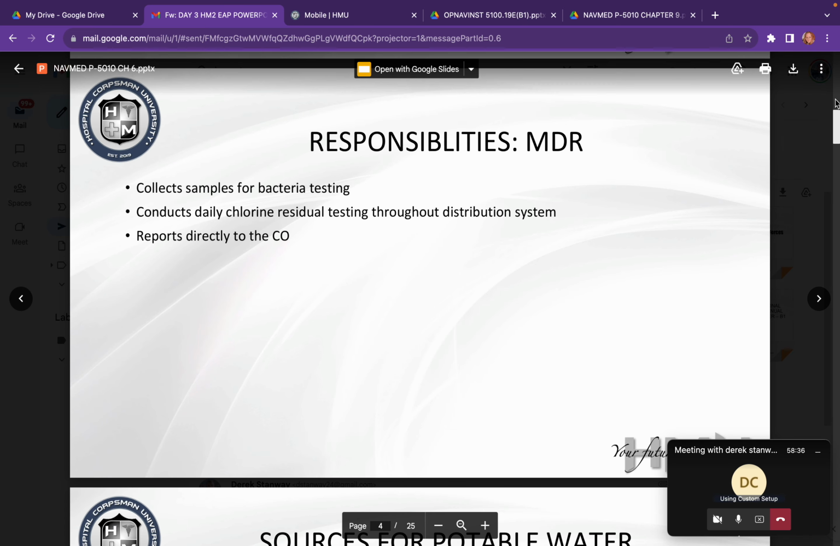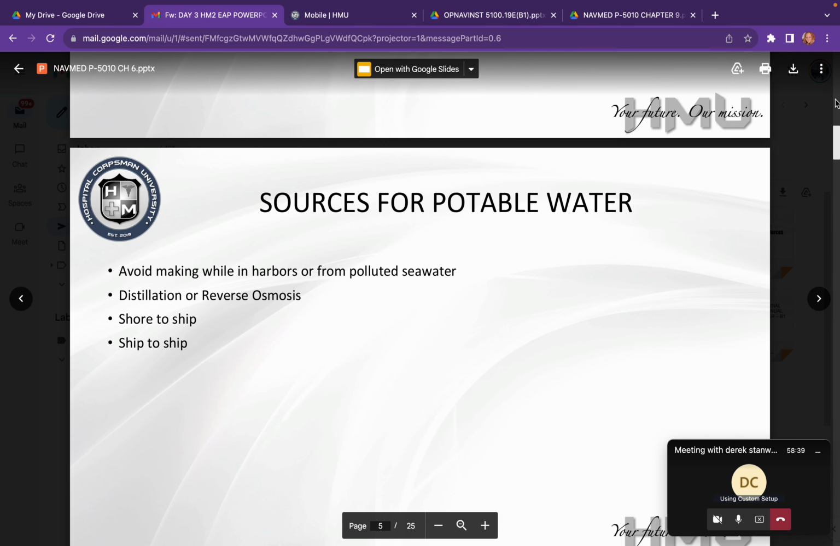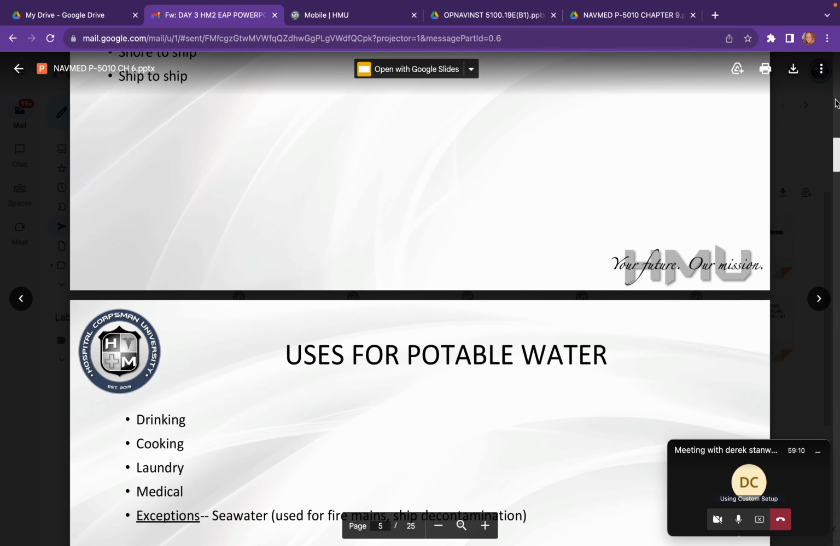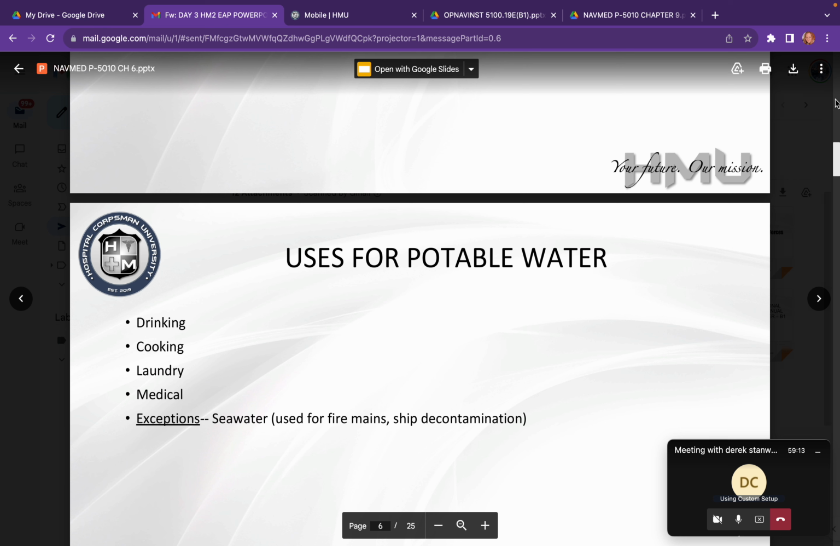Sources for potable water: avoid making water while in harbors or from polluted seawater, distillation or reverse osmosis, shore to ship, and then ship to ship. It doesn't say it on the slide, but you need to know what reverse osmosis is because it's in the instruction. It's taking water from an area of high concentration to an area of low concentration. High to low for reverse osmosis. And uses: drinking, cooking, laundry, medical, and some exceptions to this would be seawater used for fire mains and ship decon.